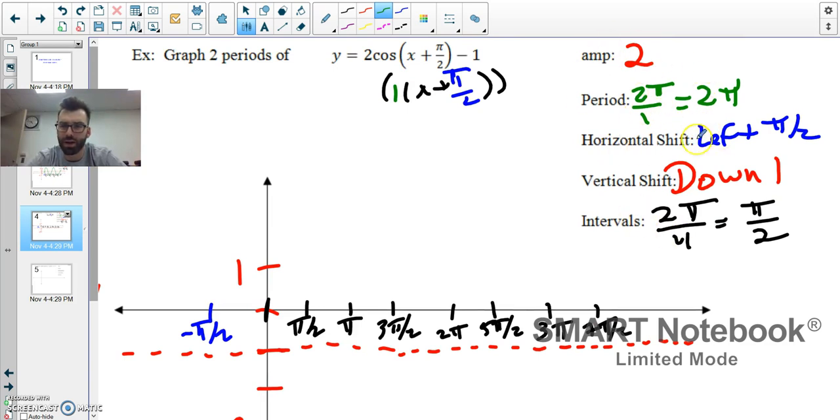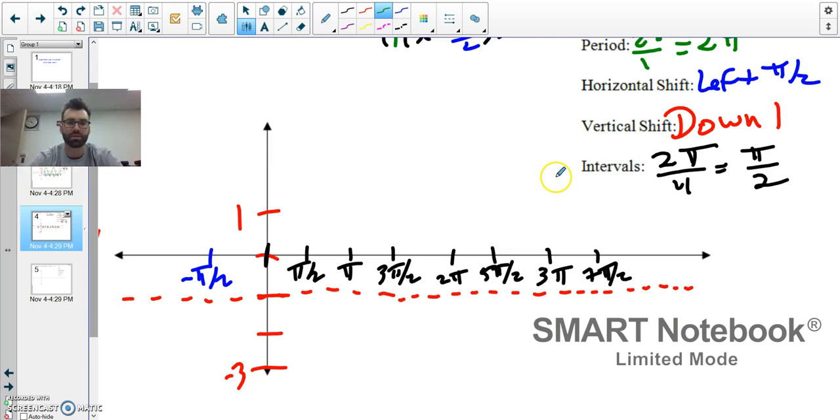So here we go. Now we're going to plot, right? So I moved left pi over 2. Then my interval is pi over 2. As cosine starts at our maximum value, I'm going to start at my maximum value here. Go back to my midline, to my minimum amplitude, back to the midline, to my maximum, back to the midline, to the minimum, midline, maximum.